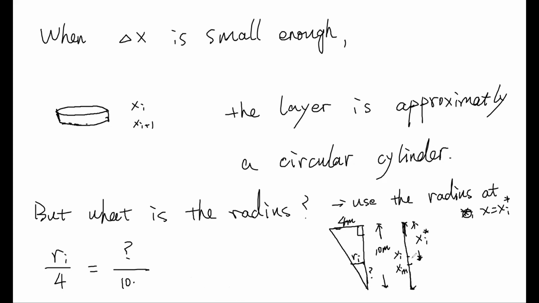And this question mark, because we choose the radius at x equal to xi star, this part is simply 10 minus xi star. Because this thing here represents xi star, and xi star is the distance from this point to the top of the cone. And then from this relation, you get Ri is equal to 2/5 times (10 minus xi star).